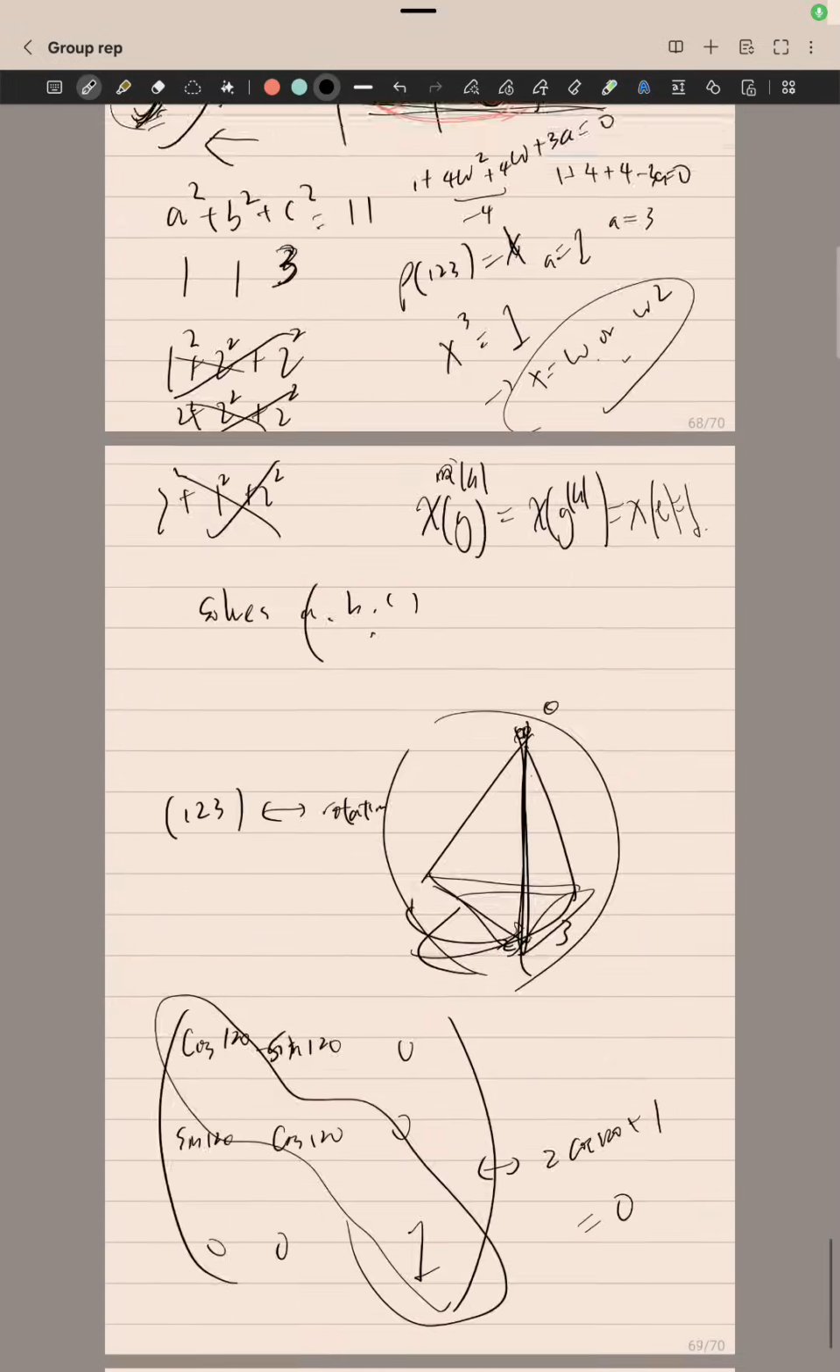Welcome guys. Okay, so in this video I'm going to study a more complicated character example. I want to study the character table of A5. So this is much more complicated.